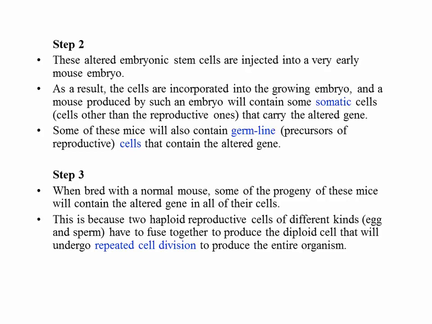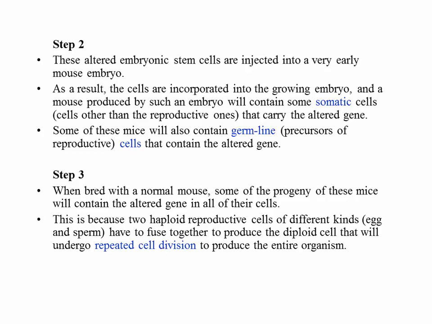So when bred with a normal mouse, some of the progeny of these mice will contain the altered gene in all of their cells. Again, some of the progeny, why? Because if that mouse has got one mutated copy, it is possible that they will produce also perfectly normal egg or sperm, right. So in that case it will not work. This is because 2 haploid reproductive cells of different kinds, egg and sperm, have to fuse together to produce the diploid cell that will undergo repeated cell division to produce the entire organism.